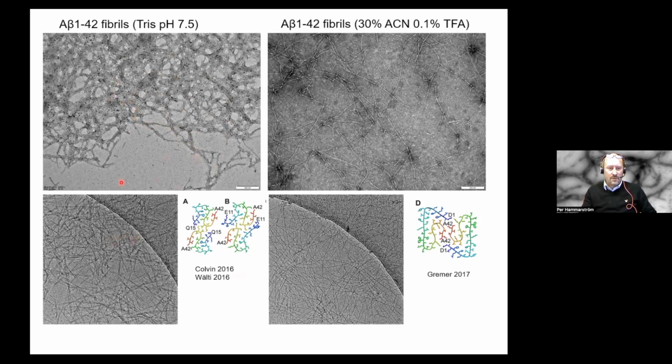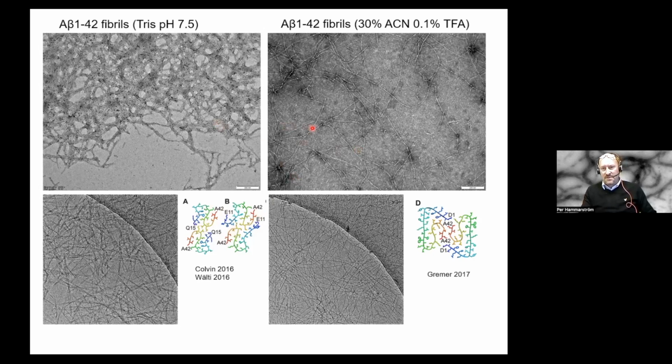We can also look at them with negative stain electron microscopy and cryo-EM microscopy. We expect these fibers to be very similar to fibers that have been published in the past under neutral pH, physiological-like conditions, what we call it in the test tube.